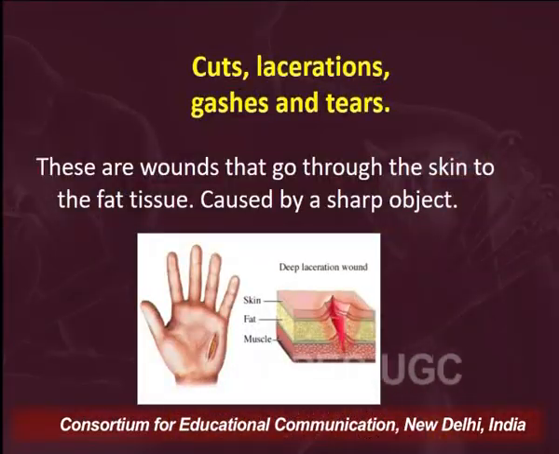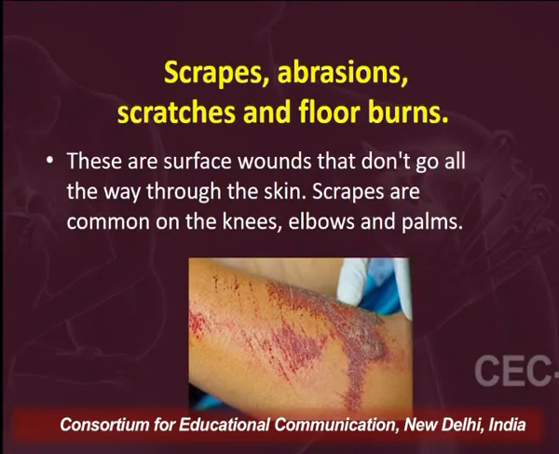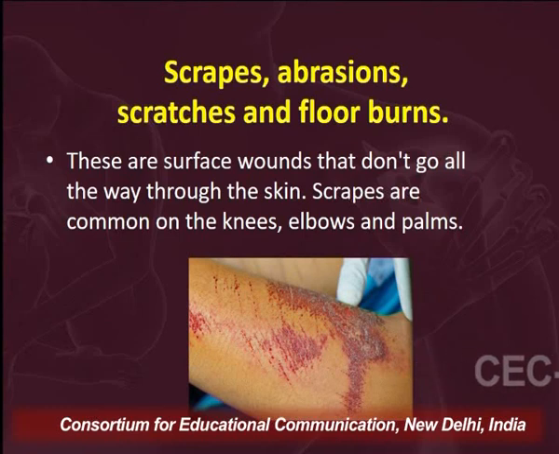Now we have come to the category of skin injuries. Skin injuries include cuts, lacerations, gashes or tears. These are wounds that go through the skin to the fat tissues, caused by a sharp object. Then there are scrapes, abrasions, scratches and floor burns. These are surface wounds that don't go all the way through the skin. Scrapes are commonly on the knees, elbows and palms.